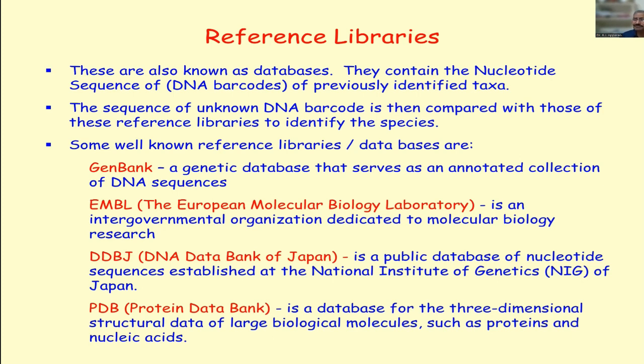Suppose you ask for a particular gene, I want a so-and-so gene, I want the nucleotide sequence of a particular gene, immediately you will get it. Most of the genes, their sequences are stored here. DDBJ, the DNA Data Bank of Japan, is a public database of nucleotide sequences established at the National Institute of Genetics, NIG, of Japan.